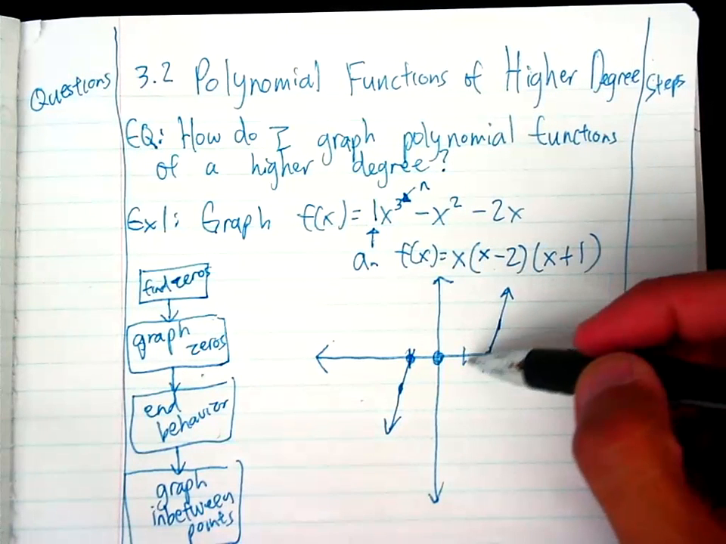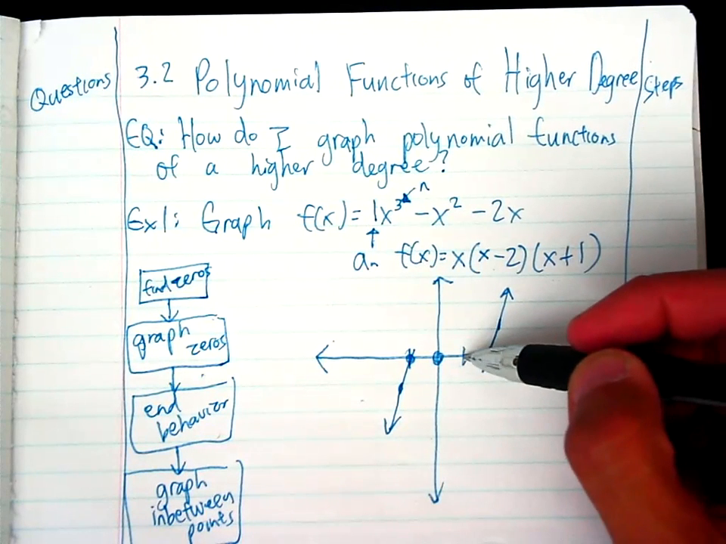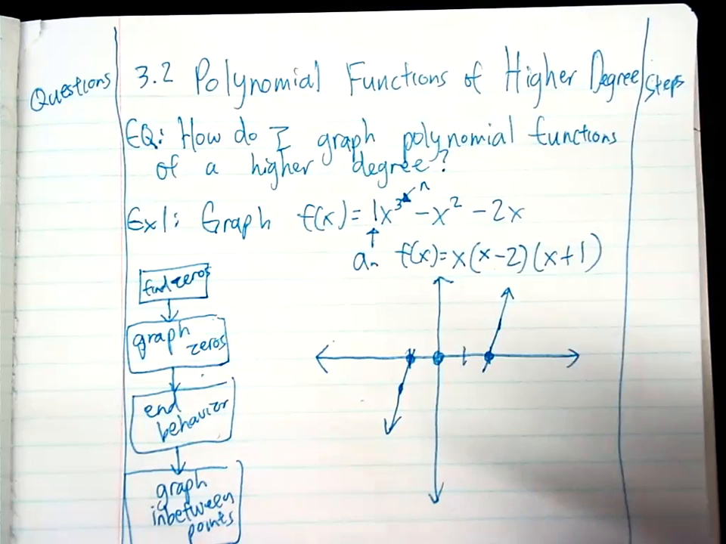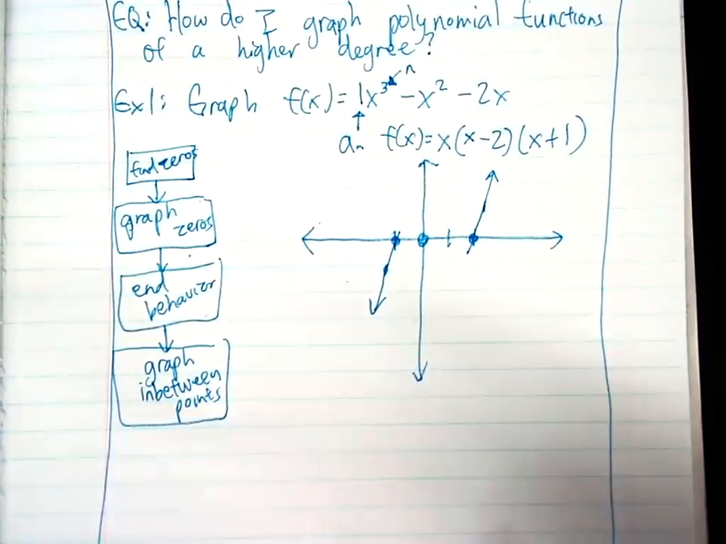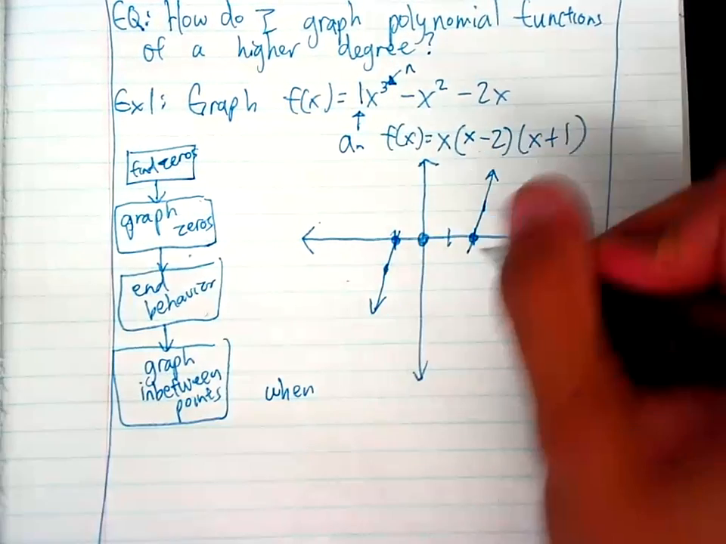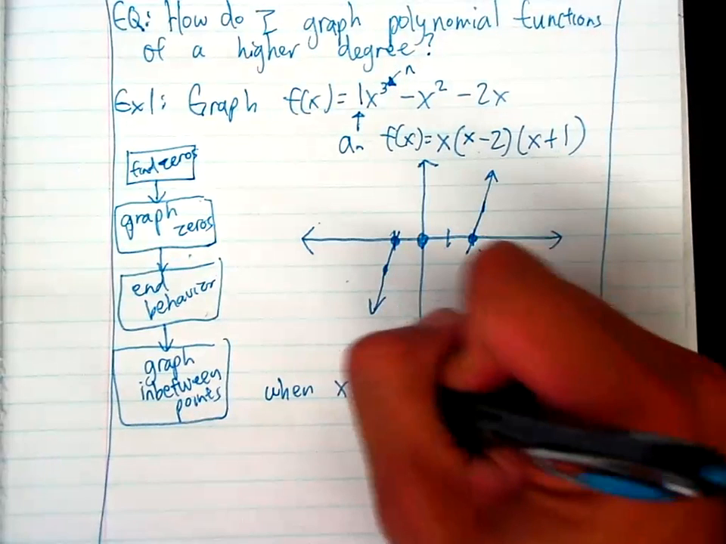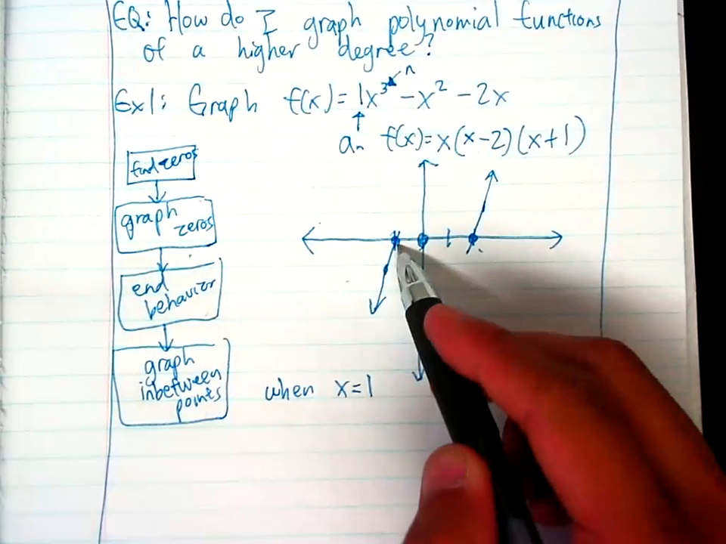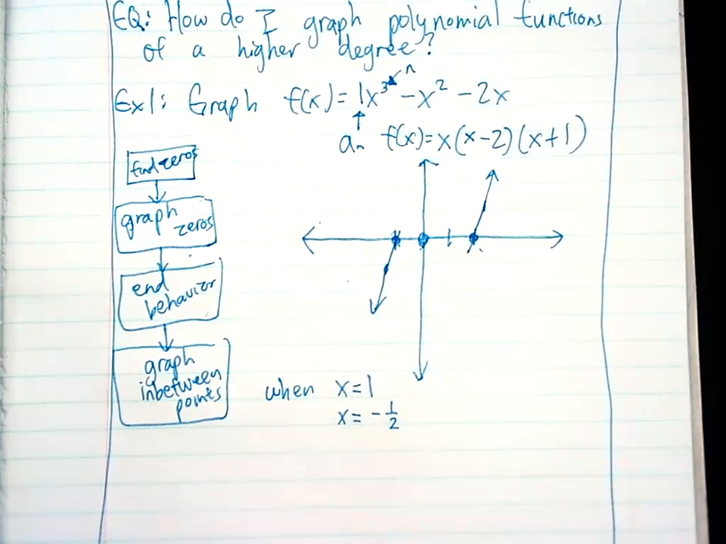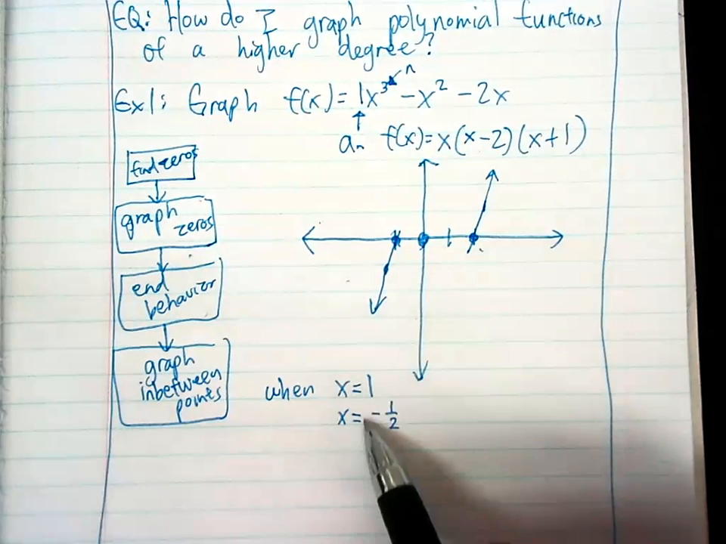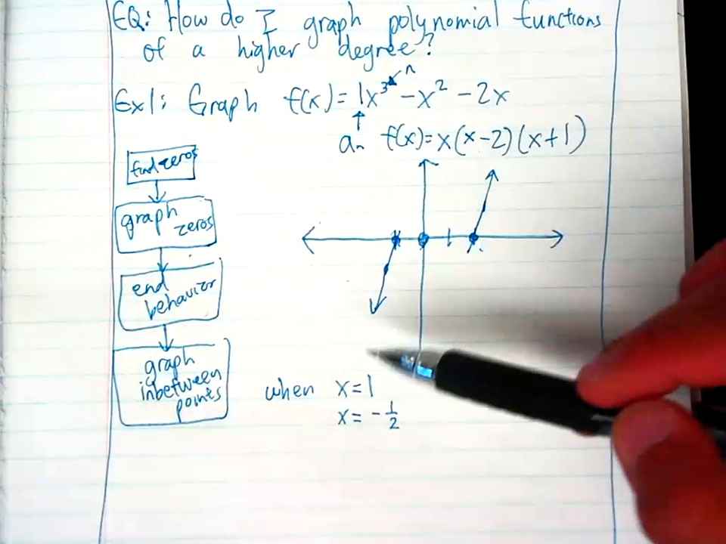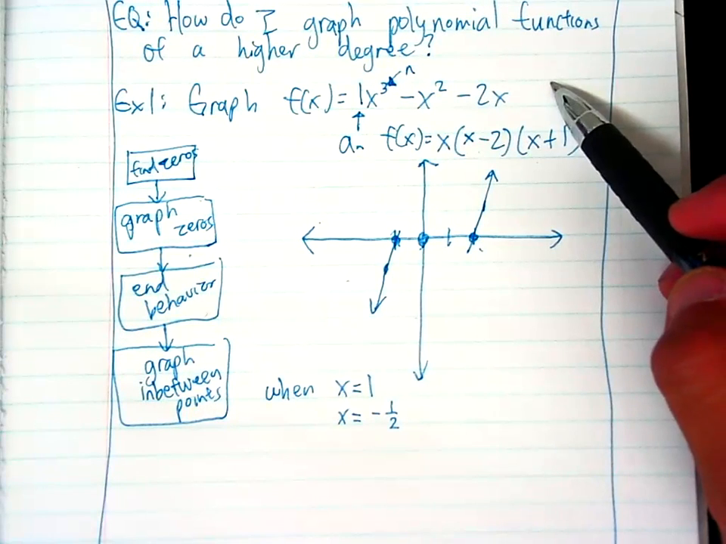So I should graph when x is 1 to see where it goes. And I should also graph x is negative 0.5. So I'm going to just do some algebra. So the in-between points, so in between 0 and 2 is 1. So when x equals 1, and in between 0 and negative 1 is negative 1/2. Okay? All right, so when x is 1, I'm going to take 1, plug it in here and get a value. So when I plug it in here, I should get negative 2.